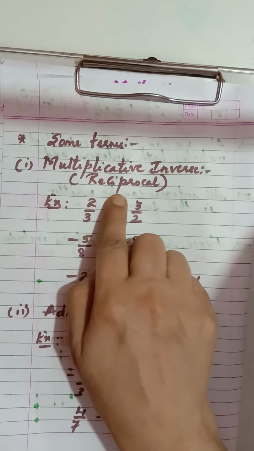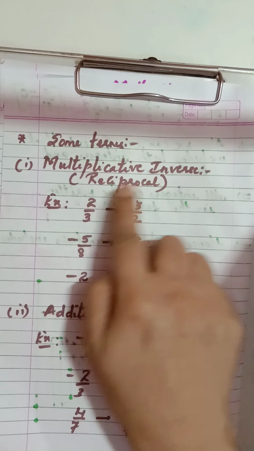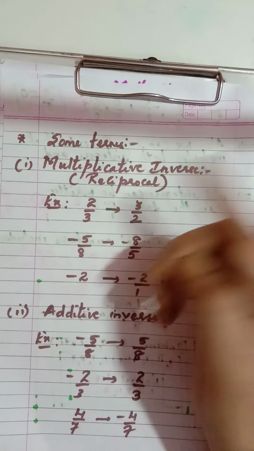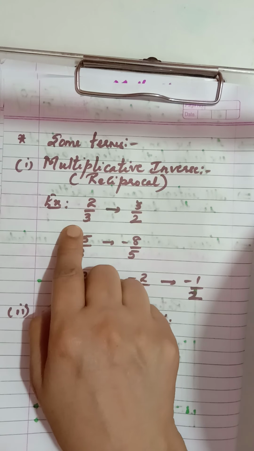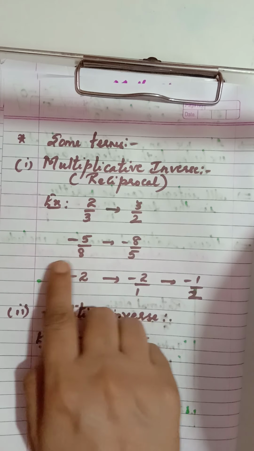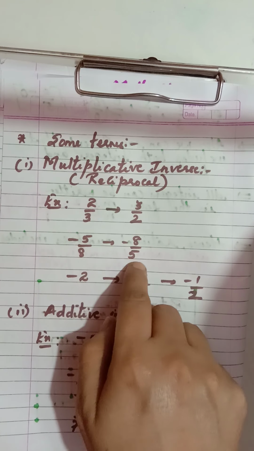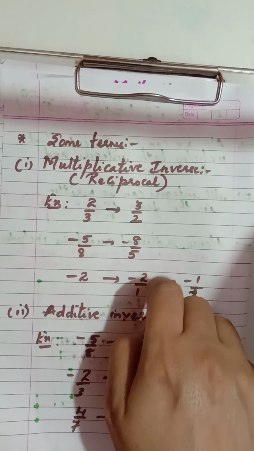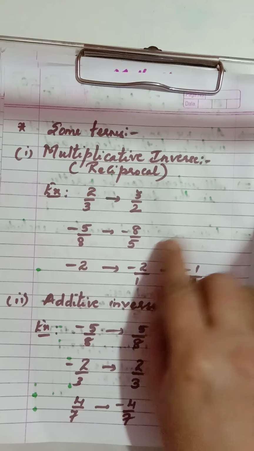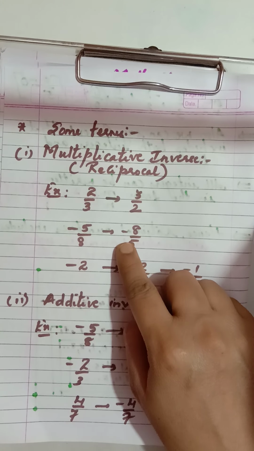Now here, for example, you will also write all these points. Children, multiplicative inverse is the reciprocal. Suppose 2 upon 3, the reciprocal will be 3 upon 2. If it is minus 5 upon 8, the reciprocal will be minus 8 upon 5. Only keep in mind that the minus sign should always be in the numerator, right? That we have learned in the 2nd chapter. So you have to keep that in mind.